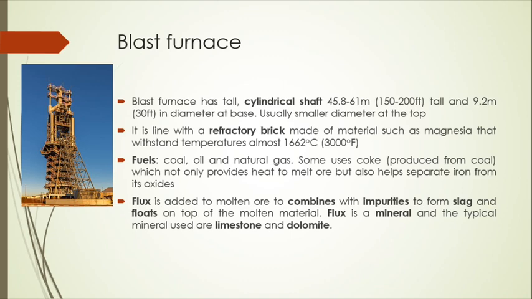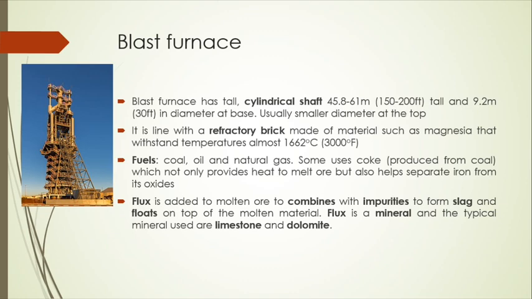Materials added to the blast furnace contain the ore, and then you also need to add fuels and flux. Fuel is usually coal or oil or natural gas. Some use coke, which is produced from coal, which not only provides heat to melt the ore but also helps separate iron from its oxide. So basically, the coke doesn't only heat up and melt the iron ore, but also helps in the reduction process, which separates iron from oxygen.